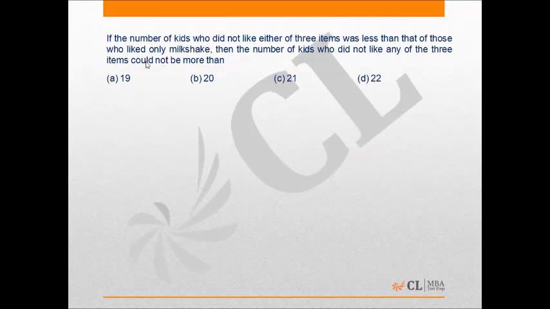Next question. If the number of kids who did not like either of the three items was less than those who liked only milkshake, so in variable terms, it says this n is less than c, right? And I know that it is given in the set that B is greater than A is greater than C, and from this particular condition I could write this C is greater than N, right? If C is greater than N, then A and B will be greater than N also from this particular condition, right?